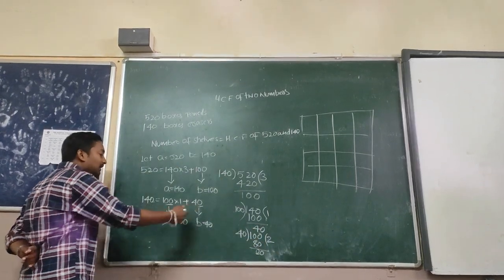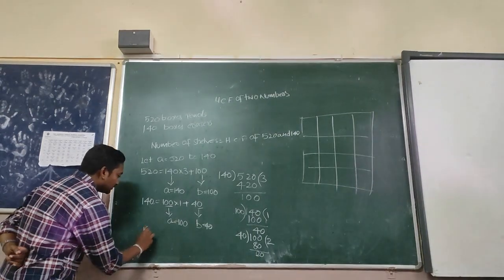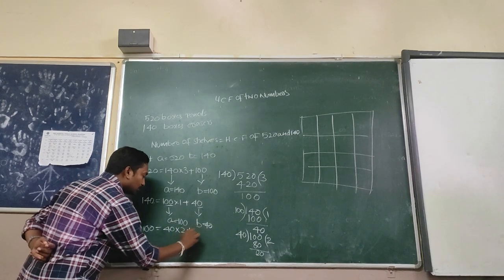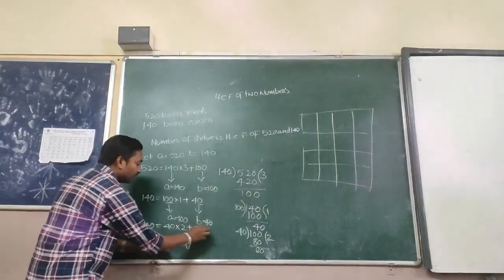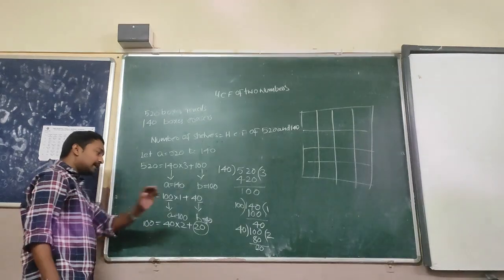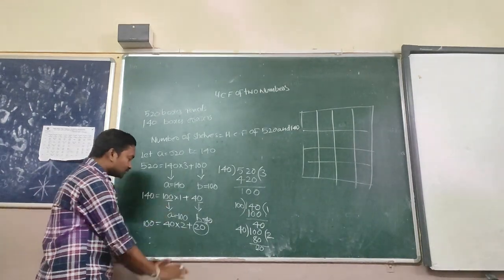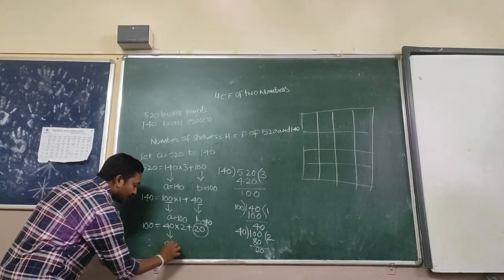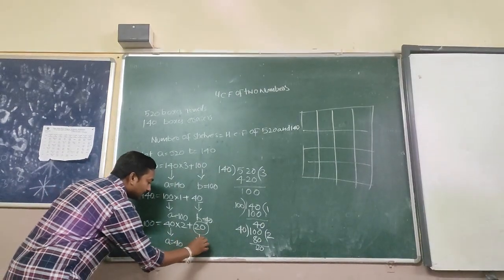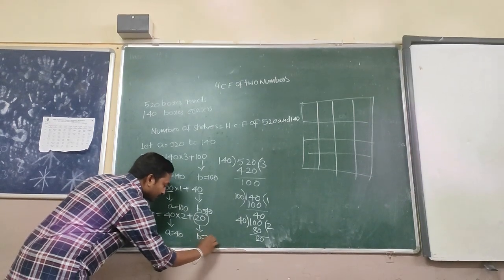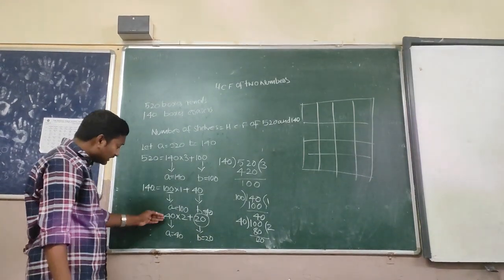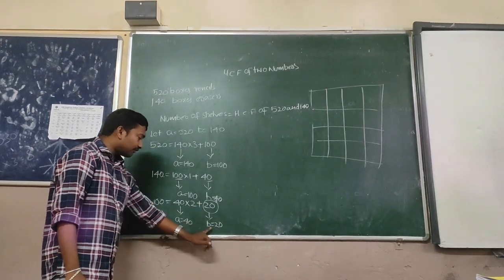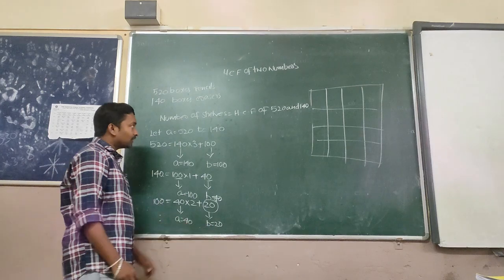Now again apply the Euclid division lemma. That is 100 equals 40 into 2 plus 20. Again the remainder is not equal to 0. Now you take the divisor 40 as A and the remainder 20 as B. Now what you have to do is divide 40 by 20.